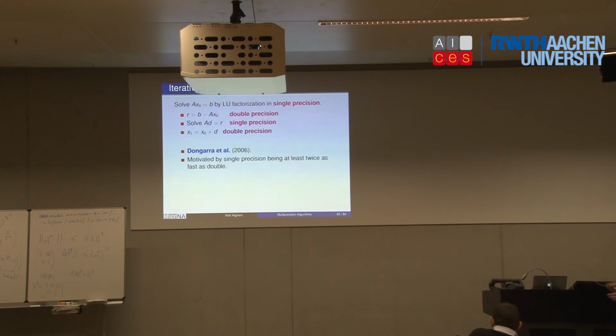So here the base precision is double, but they factorize A in single. Now that's going to be very fast. They do the residual solve in single, update in double. So it's a mix of single and double designed to exploit the speed of single precision. And they gave some analysis and experiments showing this could be at least twice as fast as doing the whole thing in double.